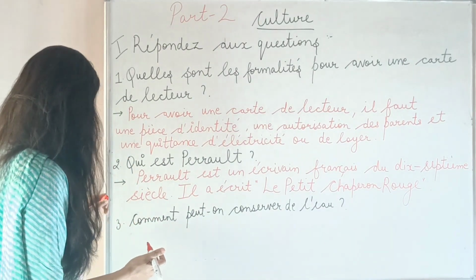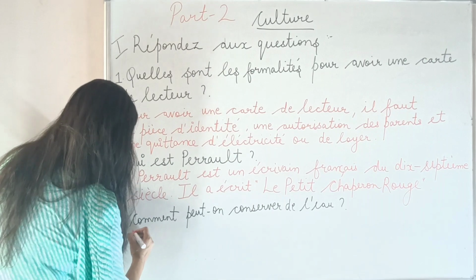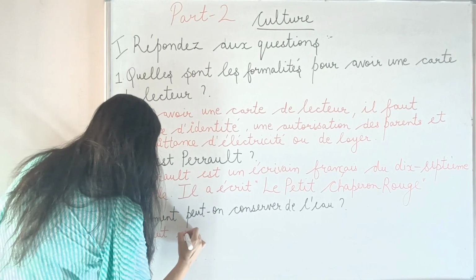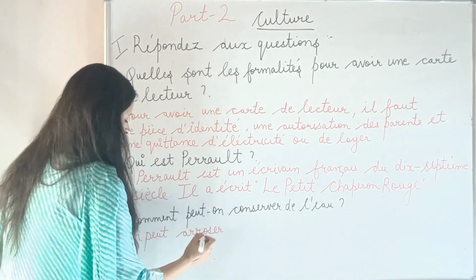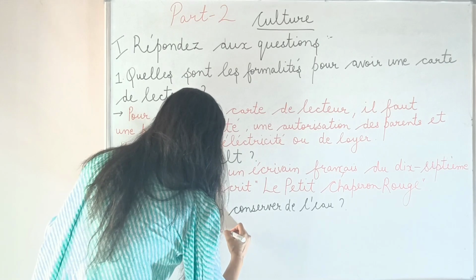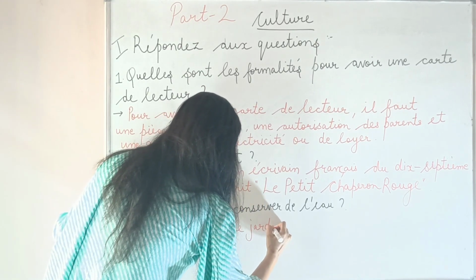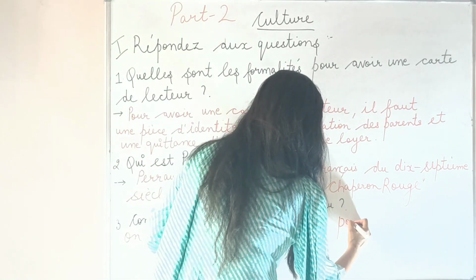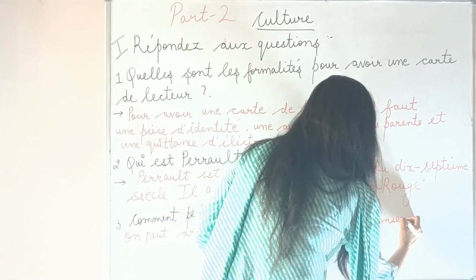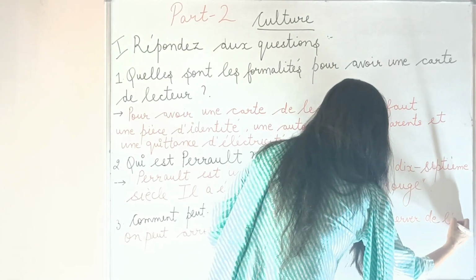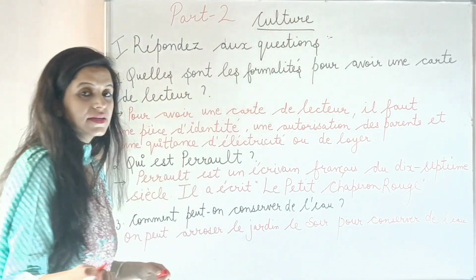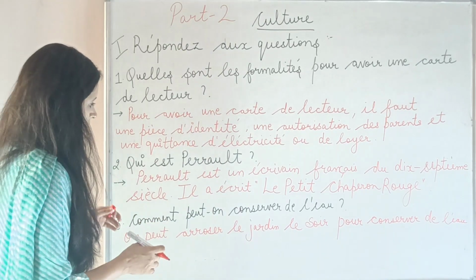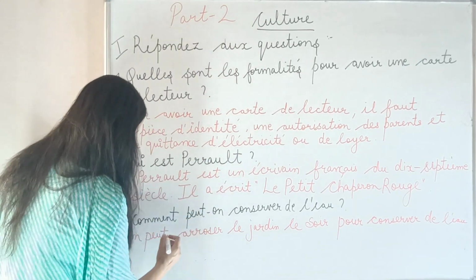for learning culture. The last question, comment peut-on conserver de l'eau? On peut arroser le jardin le soir pour conserver de l'eau. We can sprinkle the garden in the evening instead of giving water with a bucket and mug. You can just sprinkle the garden in the evening for conserving water.